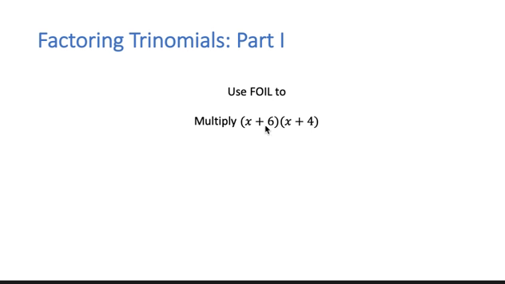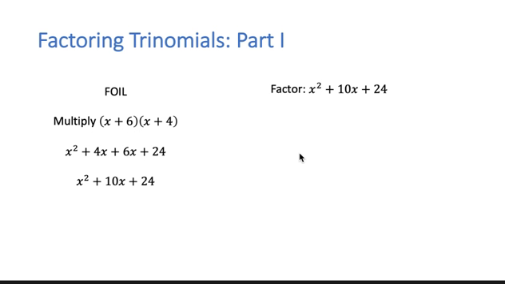So here are our two binomials that we want to multiply. If we multiply that using FOIL, we're going to multiply the first terms, x times x, then the outer terms, x times 4, then the inner terms, 6 times x, and the last terms, 6 times 4. So first, outer, inner, last. And when we combine like terms, we get x squared plus 10x plus 24. Okay, now that's going to help us with factoring.